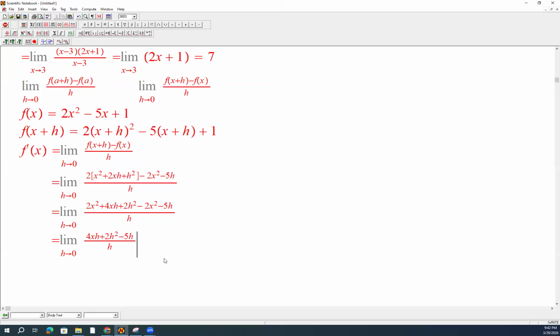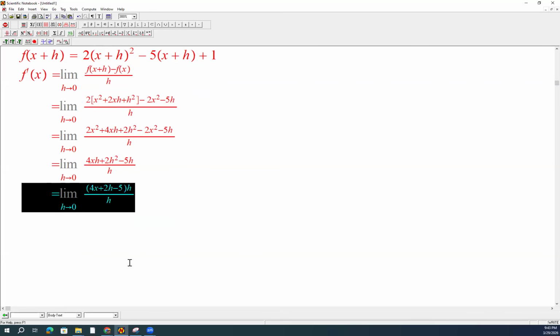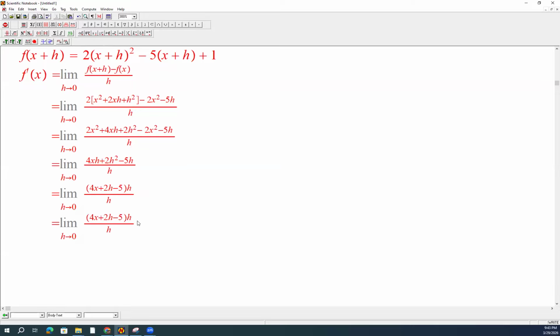With this point, we're going to factor out the h. Okay, h is factored out. So one of the h is gone, and this is gone. So after reduction, taking the limit as h approaches 0, this h is reduced, this h is reduced. So we'll be left with this piece.